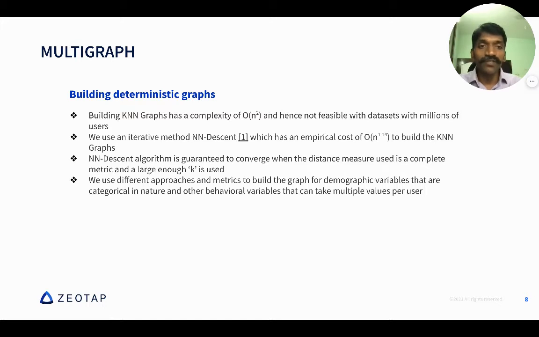So once we run enough iterations, the NN descent algorithm is guaranteed to converge under two conditions. The number of neighbors for every user k has to be sufficiently large, and the distance measure used to compare two users should be a complete metric.